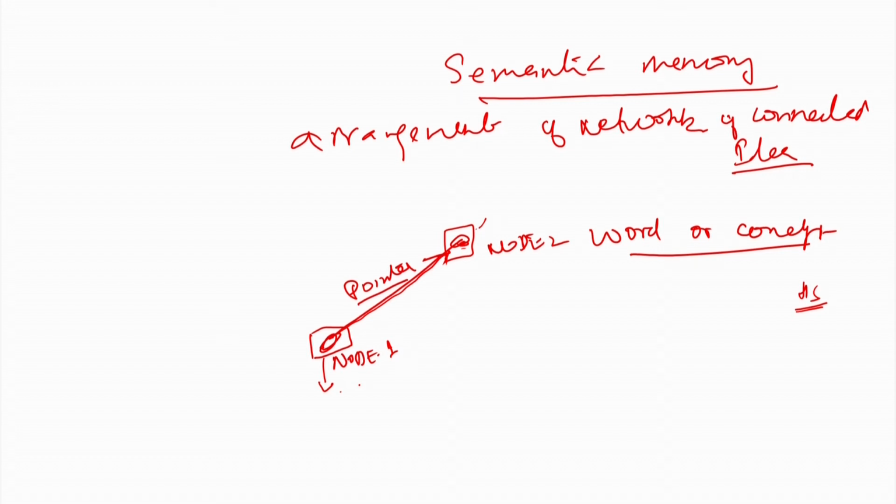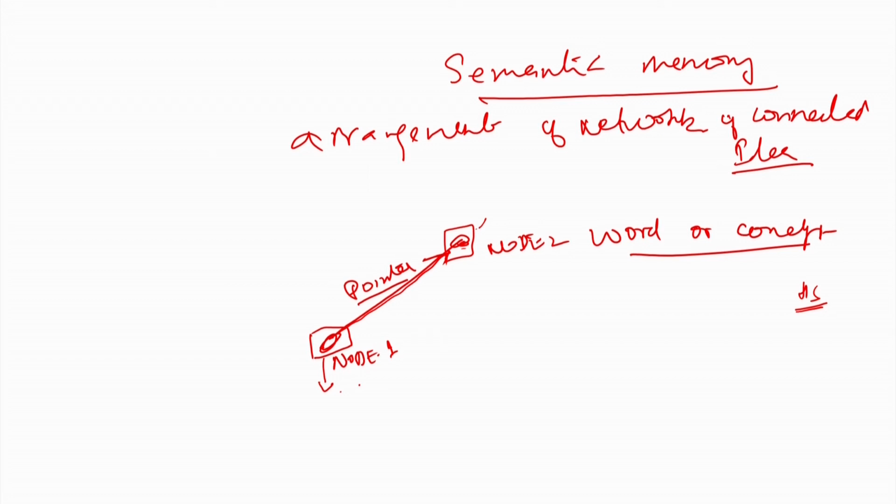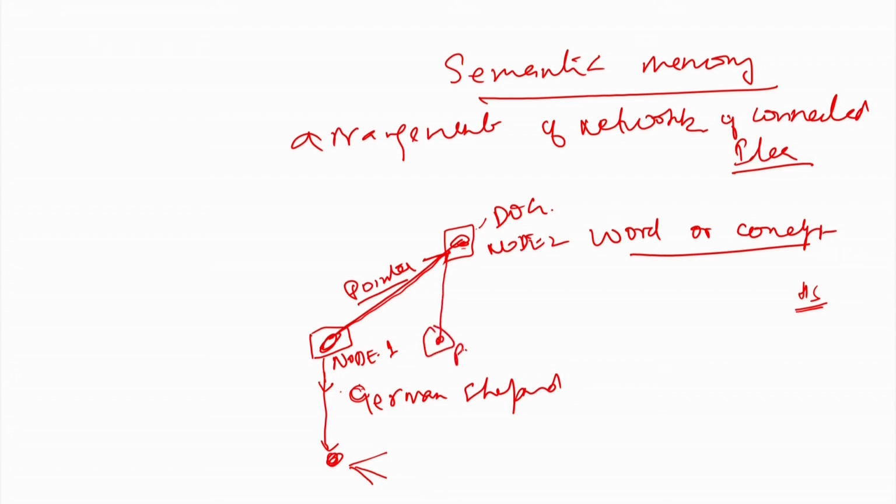So the model consists of nodes, in this case words or concepts, and each node is connected to a related node by means of pointers. So if this is the node for a dog, and this is maybe a German Shepherd, these two nodes are connected, because within dog you will have German Shepherd, and within the German Shepherd you can have other nodes for different kinds of German Shepherds. Also within the dog category there will be other nodes, so I will have a Pomeranian node also, and so on and so forth.